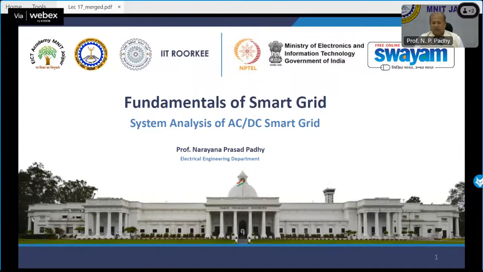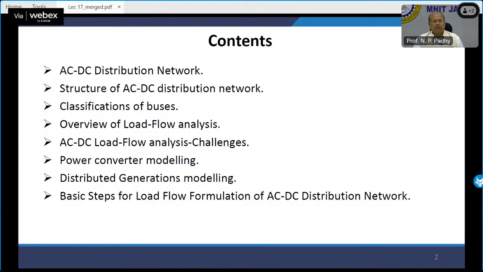So let's see how we are going to do it here. For the AC-DC distribution network, we are not talking about any test bed now, we are talking about system-level AC-DC microgrid, where the structure of the AC-DC distribution network is important, classification of buses is important, overview of load flow analysis, AC-DC load flow analysis and its challenges, power converter modeling, distributed generation modeling, and basic steps for load flow formulation of the AC-DC distribution network.